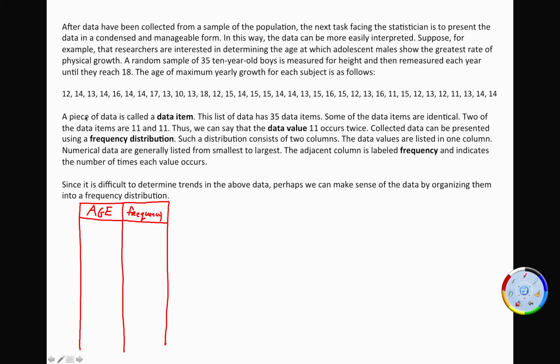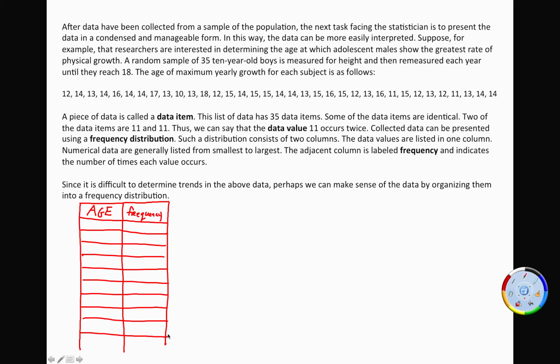And then I look at my data and I see that I've got a 10. That's my smallest data. Here's an 18. Is there anything larger than an 18? No. So I'm going to need rows that go from 10 to 18. 10, 11, 12, 13, 14, 15, 16, 17, 18. Okay. And that goes in the left-hand column.